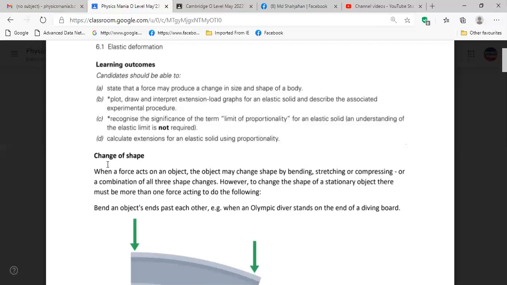Then we have the deformation. We have to apply force to a spring, mainly the metal springs we are using. They are called elastic objects, elastic solids. With that one we can get the extension according to the load. If you give load, it will extend according to the relationship.